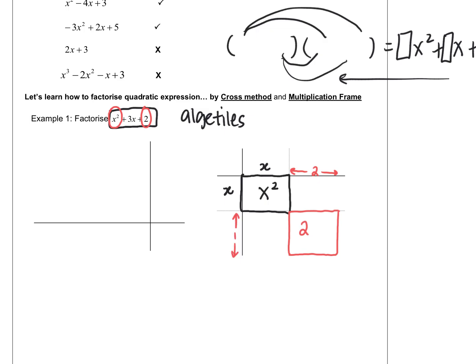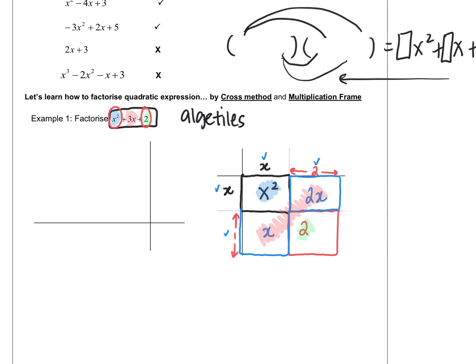Okay, so now I want to check this piece. What is the area of this piece? This is 2 times x, so 2x. What is the area of this piece? This is x times 1, so x. Can you see that this is x squared plus 3x plus 2? Can you see that?